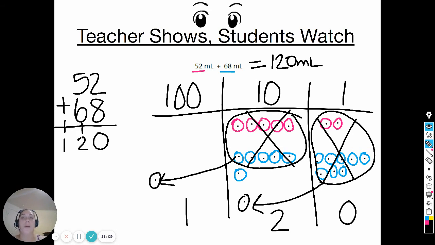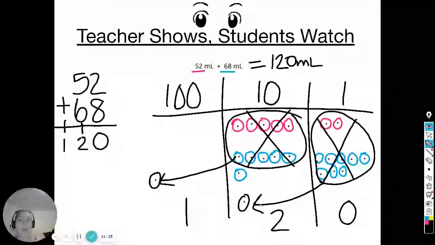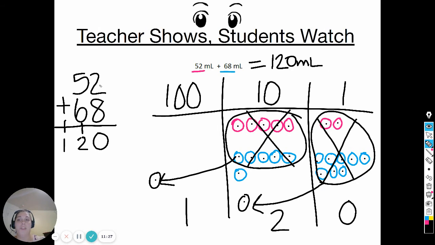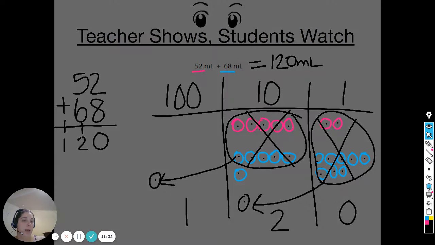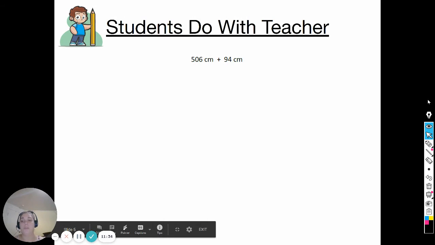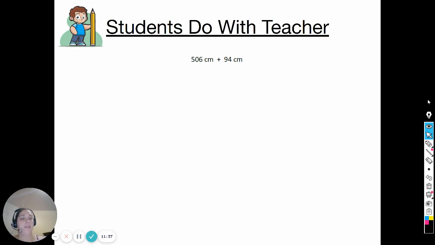Okay, so by regrouping twice, that means that we get more than 10 in any column and we have to trade it over to the next column, okay? And I really like how this visual helps with getting used to that standard algorithm. All right, let's go ahead and do an example where I want you to try it with me. This time we'll go a little bit slower so that you can be writing at the same time.